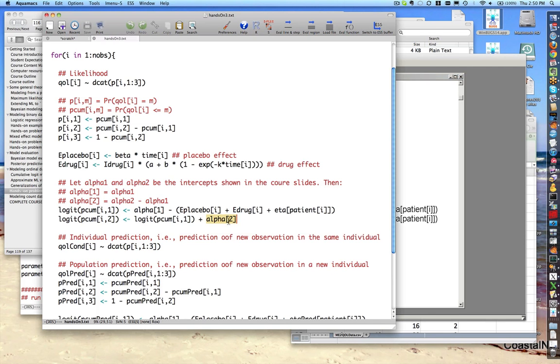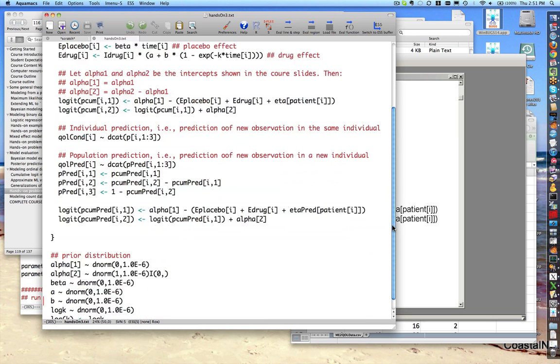Alpha 2 here is actually the same as what I called alpha 2 minus alpha 1 on the sides. So all I need to do is take what I already calculated here and just add in that difference in here. That's probably me trying to be too clever, since it makes it harder to read, but that's what's going on there.